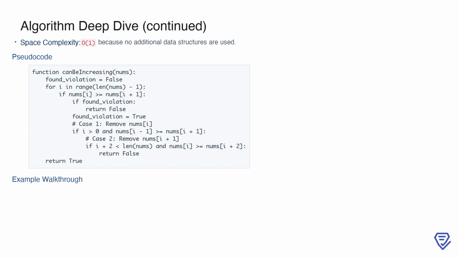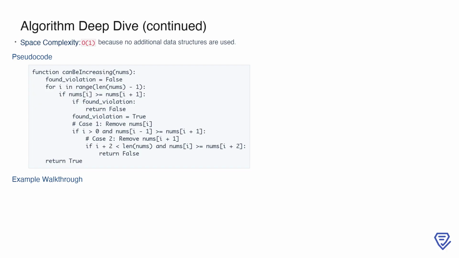Now let's look at the pseudocode to solidify our understanding. The function starts by initializing a variable found_violation as false to track whether a violation has been encountered. We then iterate over the array with a loop that checks if nums[i] is greater than or equal to nums[i plus 1]. When such a violation is found, we first check if a violation has already occurred before. If it has, then the array cannot be fixed by removing just one element, so we return false. Otherwise, we mark found_violation as true and proceed to evaluate the two cases.